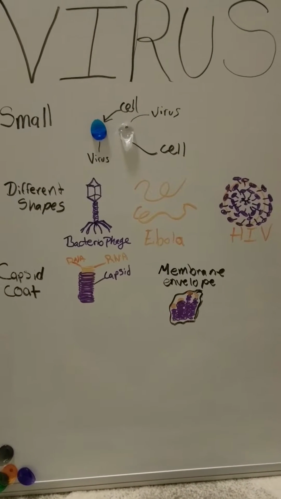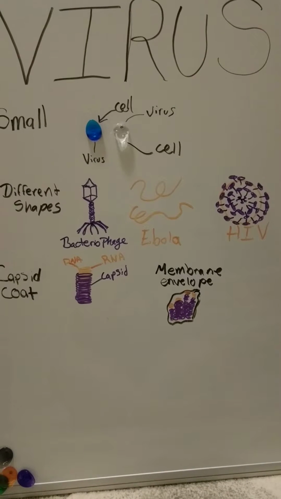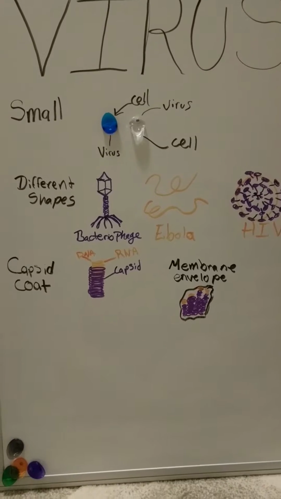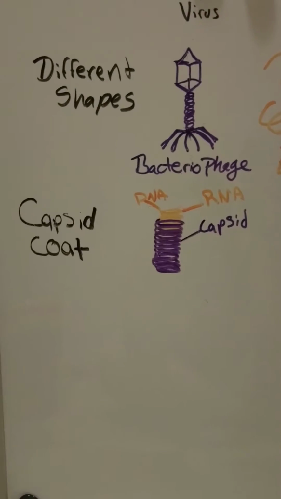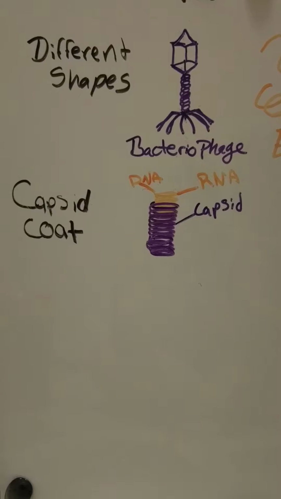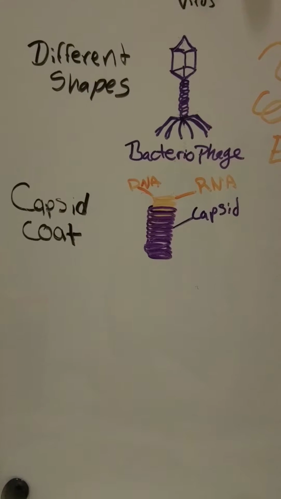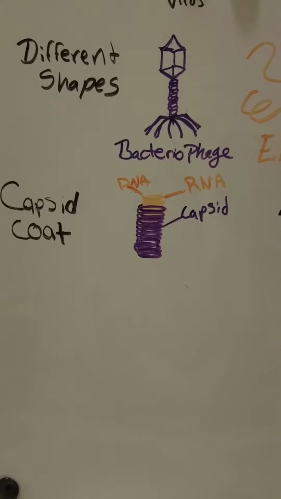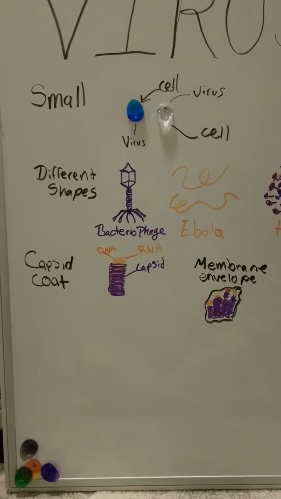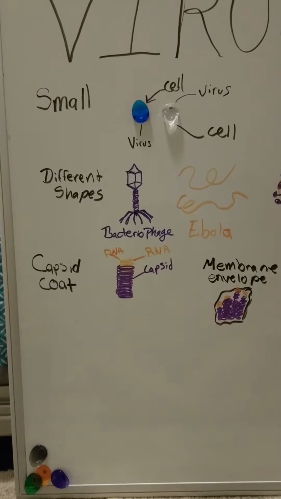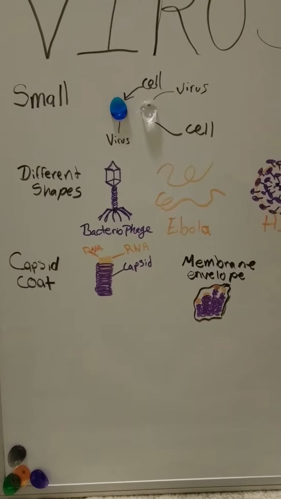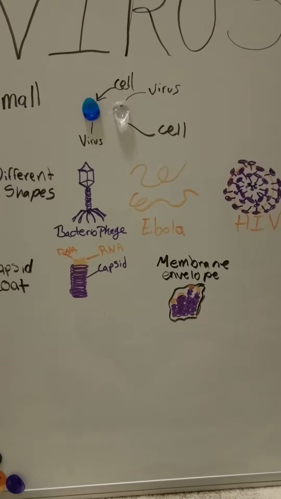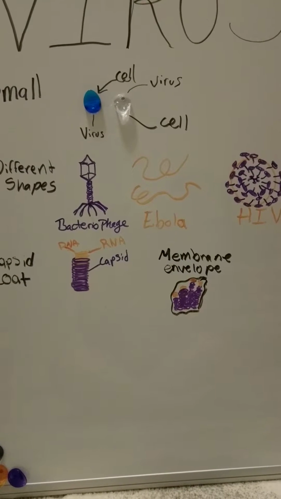So they have a protein coat called capsid that protects their genetic material, which can be either DNA or RNA. So that is what the capsid coat looks like. The purple part is the capsid, and it is protecting the genetic material, which is inside in orange. That is your DNA or, well, your RNA. Viruses are not alive. They are just packaged code for a host cell to replicate, which makes them parasitic.